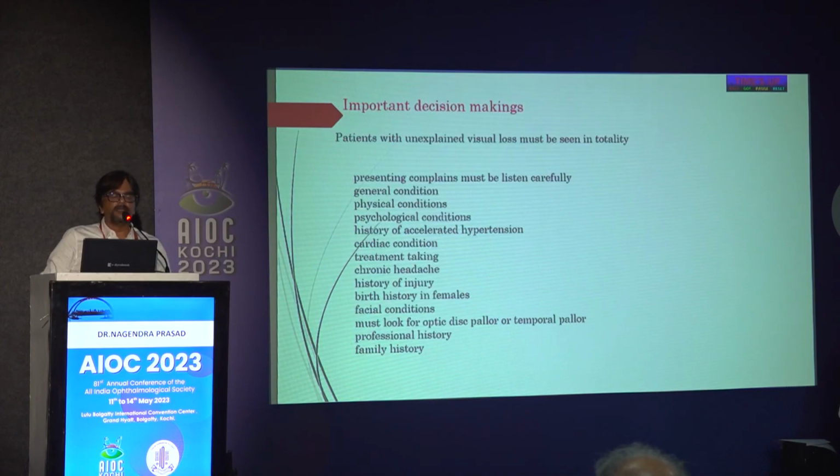So, important decision making: a patient with unexplained visual loss must be seen in totality. The presenting complaint must be listened to carefully. In general condition, you have to take into consideration physical condition, psychological condition, history of accelerated hypertension, cardiac condition, treatment being taken, chronic headache, history of injury, birth history in females, and facial conditions. Look for optic disc pallor or temporal pallor. Professional history and family history should be taken in totality.